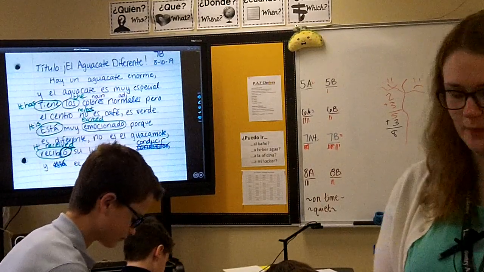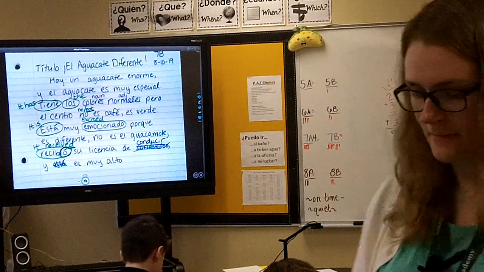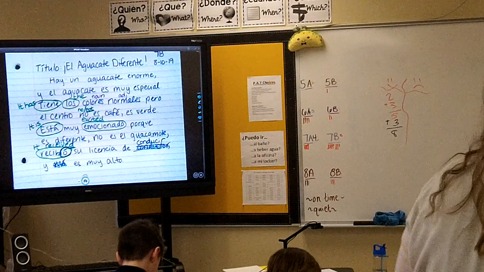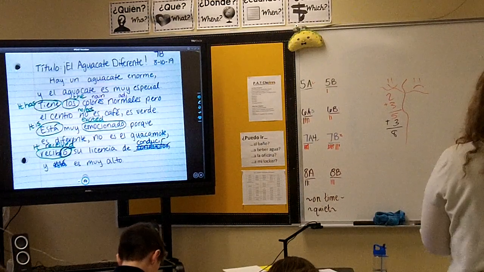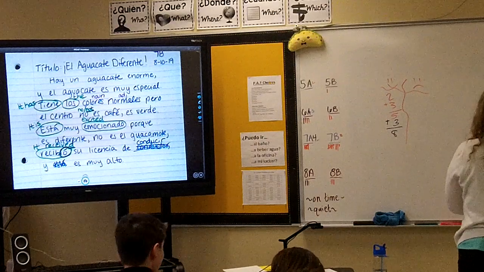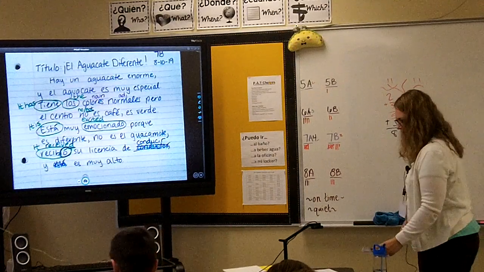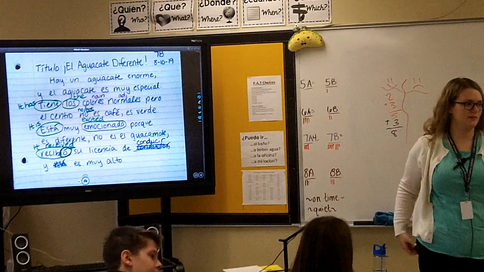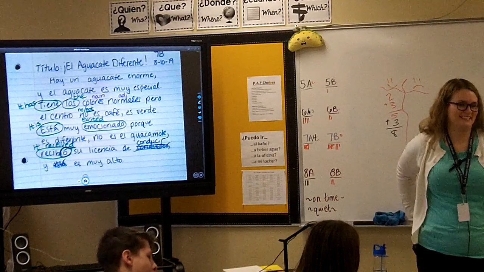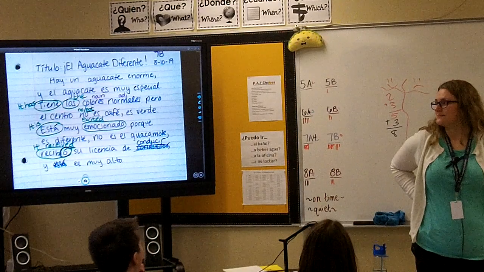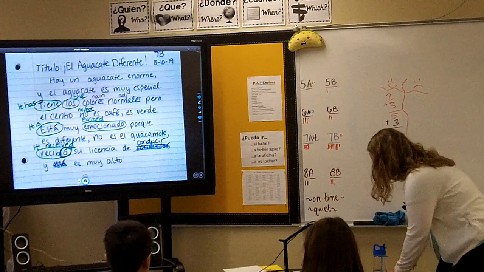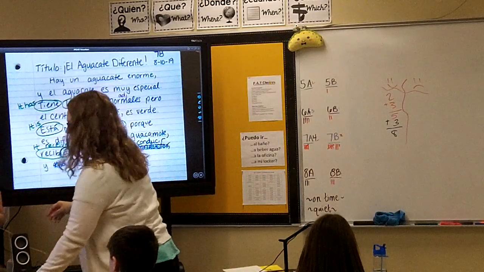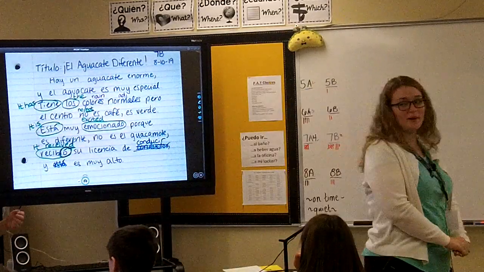So what do you need to write on your paper? Nombre, what is that? Name. And uno, dos, tres, cuatro, cinco? Si. Well, what is that? One, two, three, four, five. Just write on the side that's blank. There you go. You can go back to your spots if you're done.